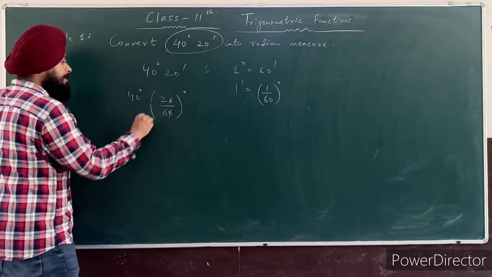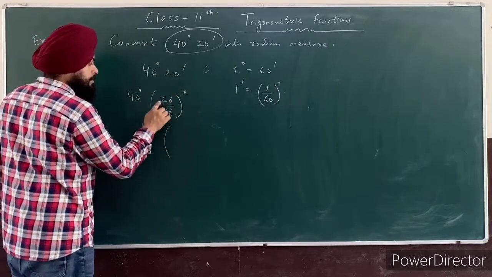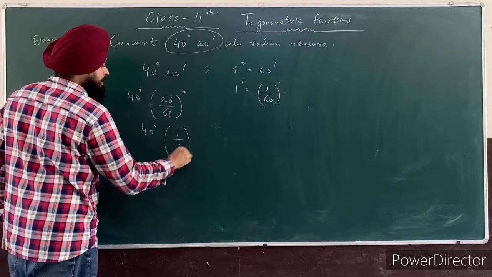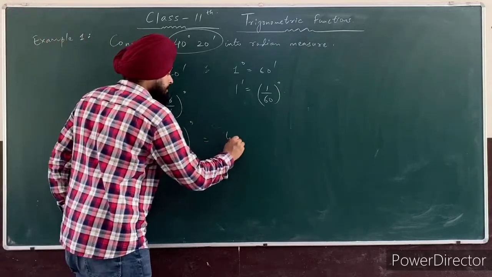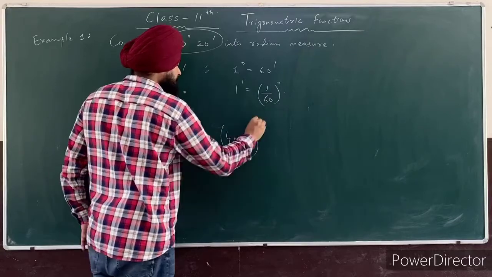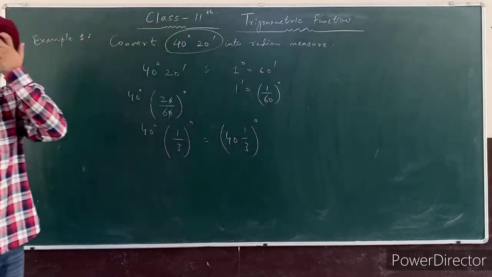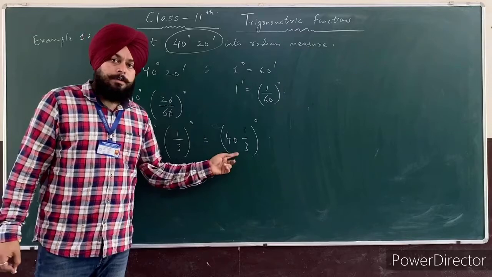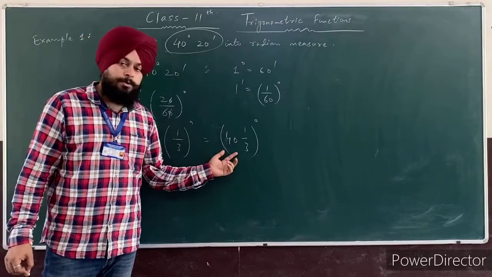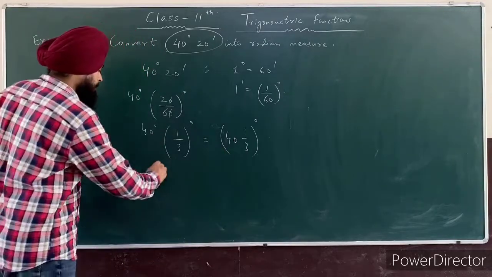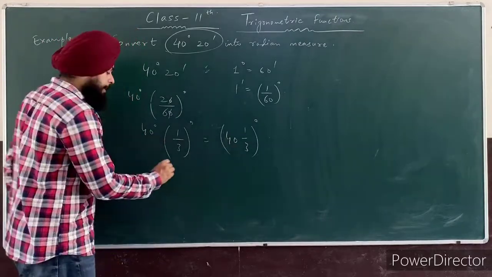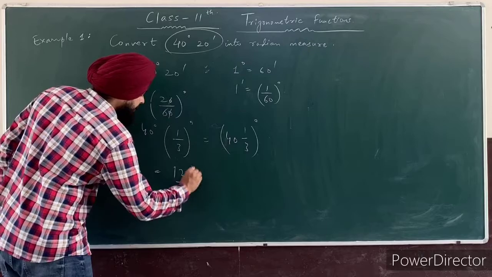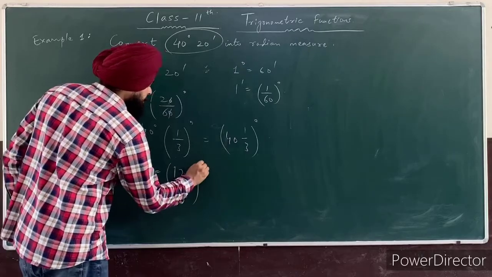So the zeros cancel, 40 degree. So 2 ones are 2, 2 threes are 6. So it is 41 by 3 degree. Clear, students? Now you have to convert this into an improper fraction. So it is 3 into 40, 120. 120 plus 1, 121, divided by 3 degree.